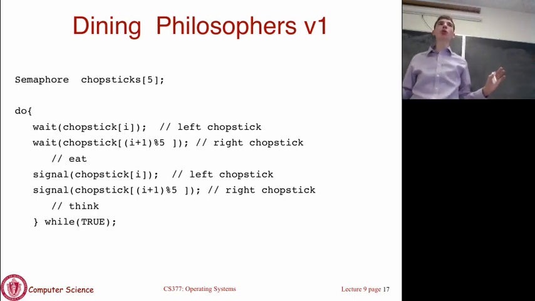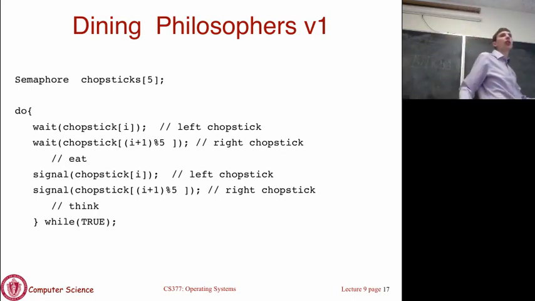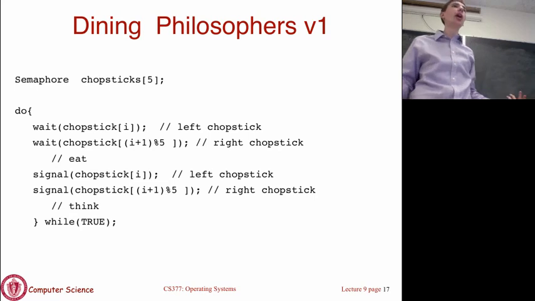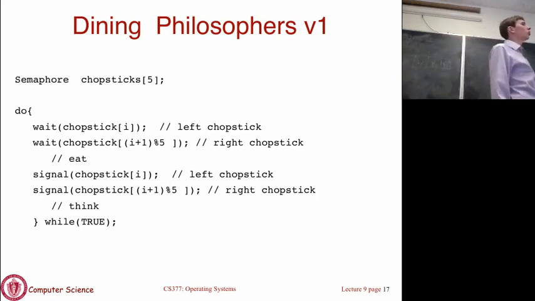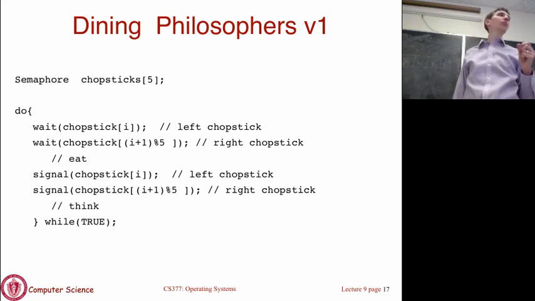So pretty simple idea. You pick up one, you pick up the other. If either one of them is occupied, then you're going to block while trying to do that. So, what do people think? Does this work?